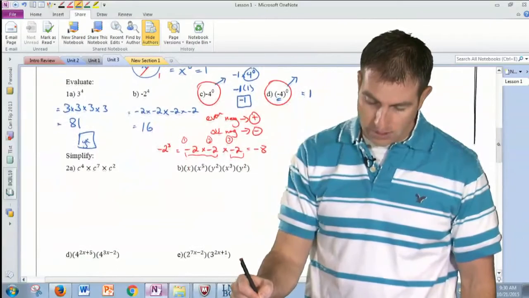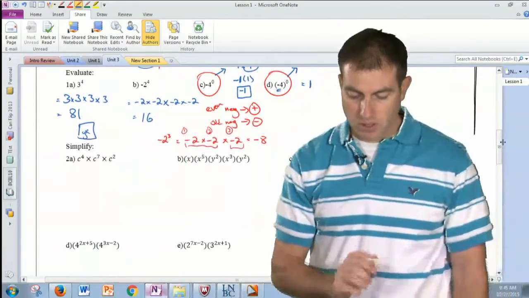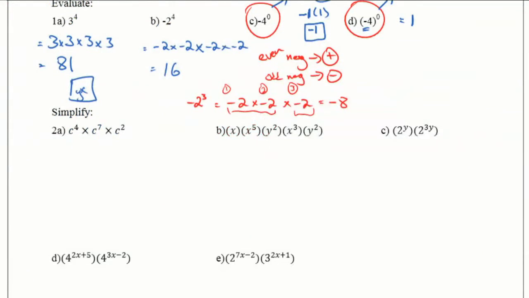All right, so moving on, c to the 4, c to the 7, c to the 2. All of our bases are the same, so we know we can add our exponents together. Now, the majority of the time when I do problems in class, I'm going to write it like this. I'm going to write a little c, and I'm going to write 4 plus 7 plus 2. And I'm going to add them all together, and we get 11, 12, 13, c to the power of 13. So you could conceivably write it out as c times c times c times c.